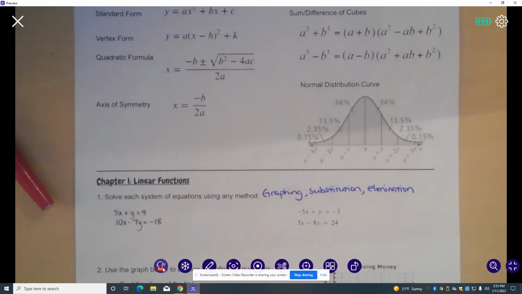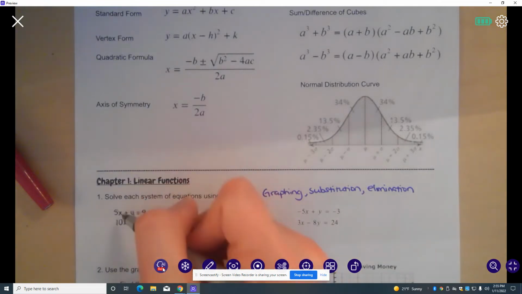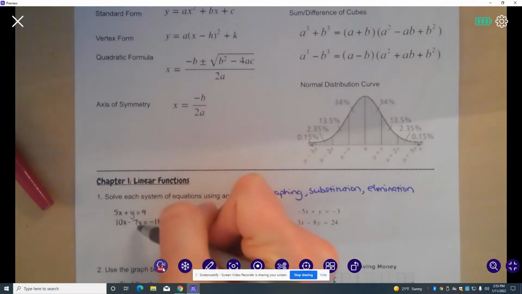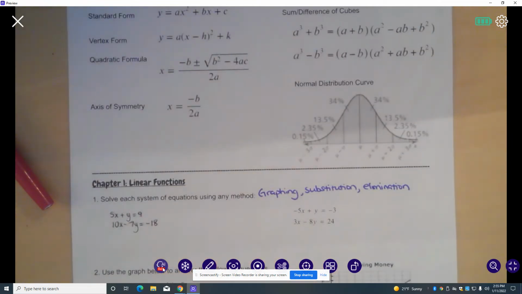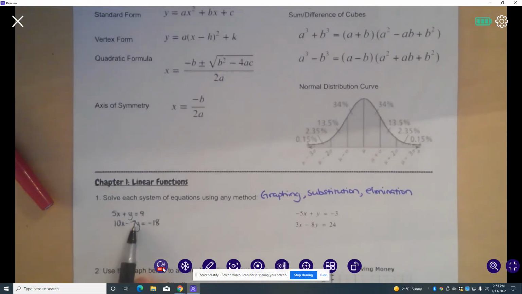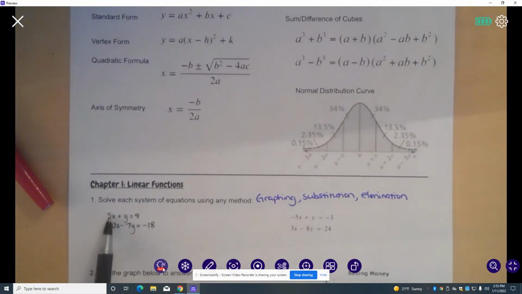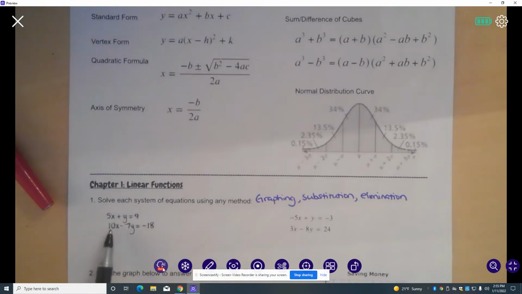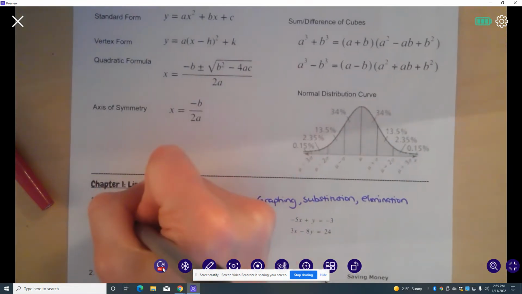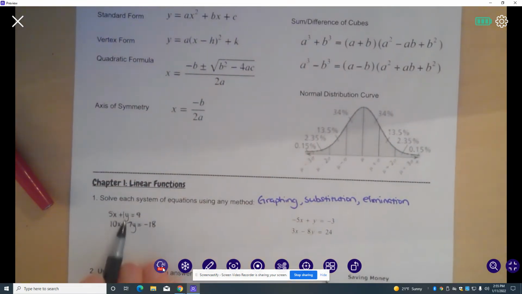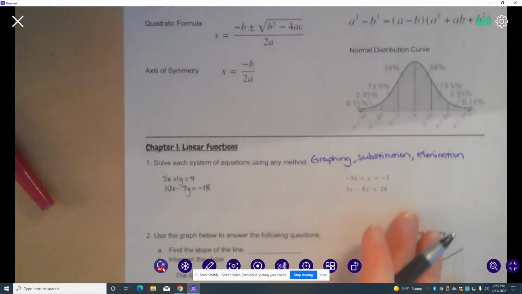Remember with elimination, I'm trying to see if I can eliminate my x's or my y's by looking at the coefficients of the variables. If the coefficients are opposites, we can add the equations to eliminate the variable. Right now I'm looking at the coefficients in front of the x's, 5 and 10. Those are not opposites. And the coefficients in front of the y's, I have 1 and -7. Those are not opposites either.